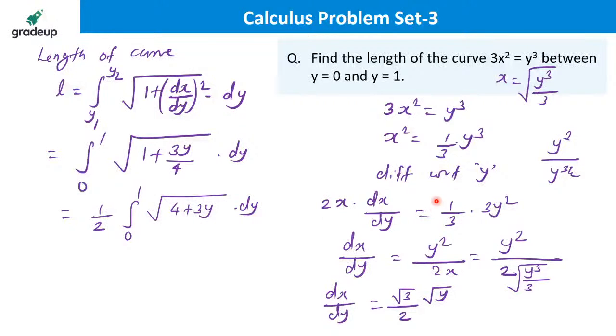Yes. So dx by dy will be y square upon 2x. What is x? X is y cube by 3 under root. So this is root 3 by 2, y to the power 1 by 2. This is dx by dy. So its square will be 3 by 4 y. So if you take the LCM, it will become 4 plus 3y upon 4. 4 square root is 2. It will move out.